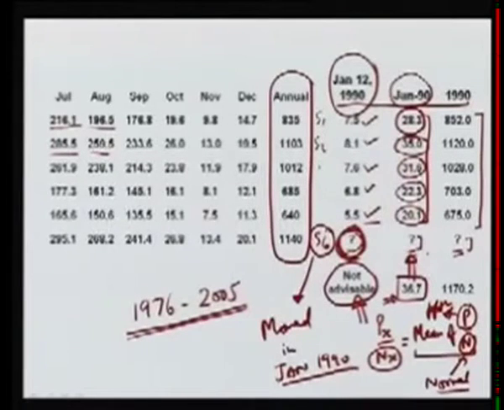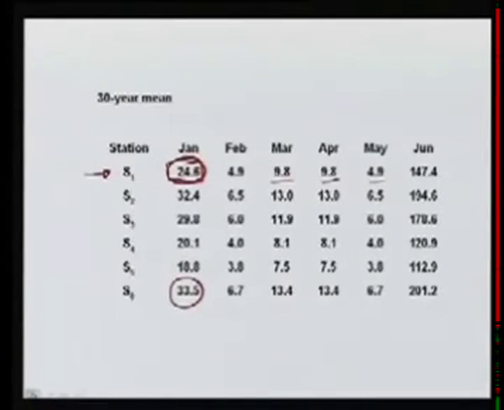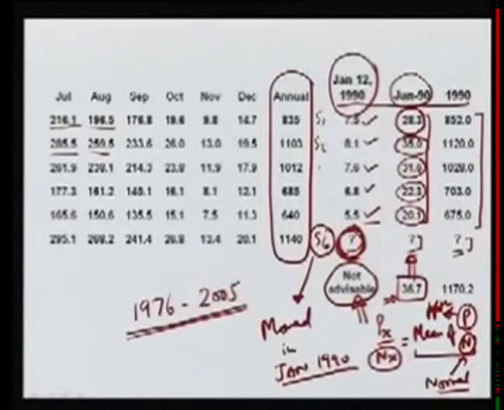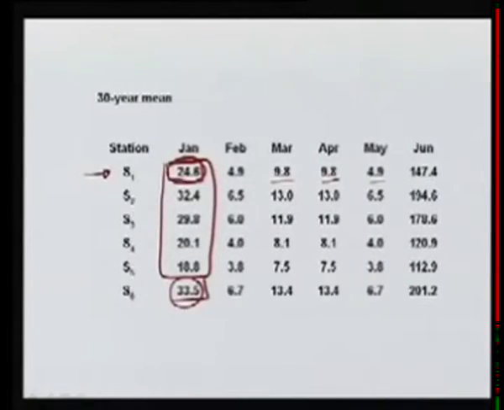If you look at the January 1990 precipitation at the stations compared to the normal values, you can see that at all 5 stations the normal value is smaller than the actual value, or in other words, the actual rainfall was higher than the normal rainfall. So we would expect that at station S6 also the actual rainfall will be higher than the normal rainfall. So 36.7 compared to 33.5.